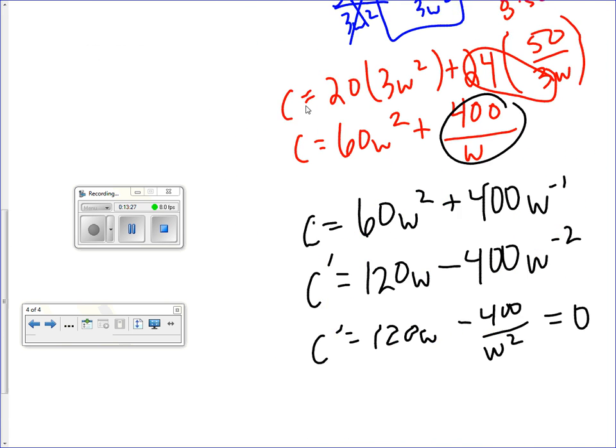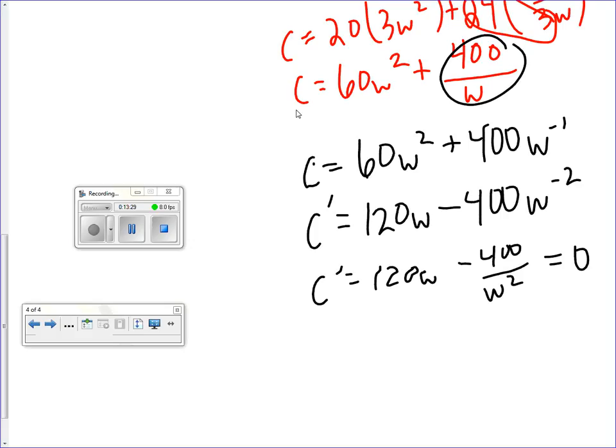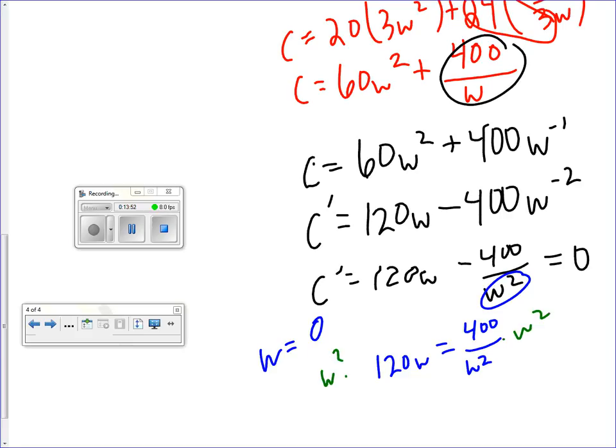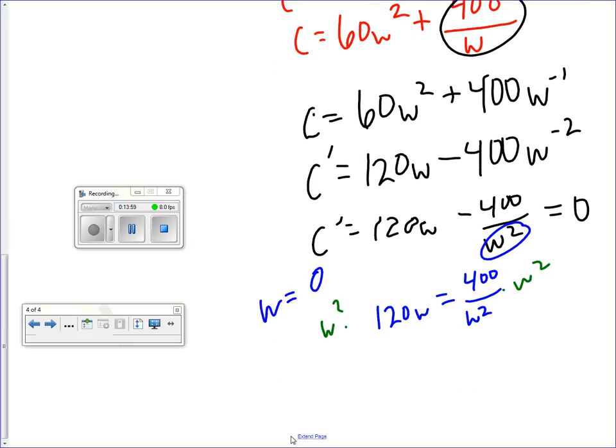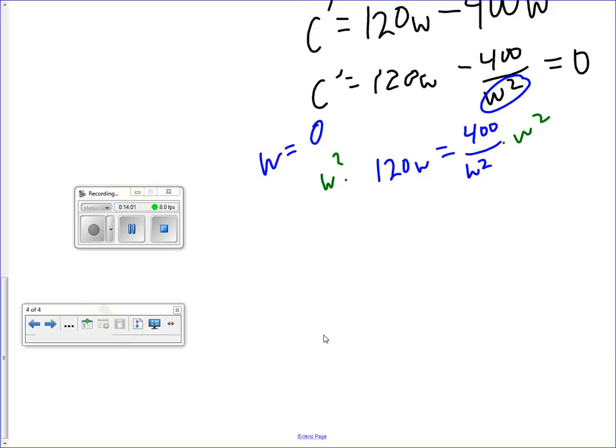All right, so I want to minimize the cost. So I have that derivative. I want to find that critical point by setting it equal to 0, or where it does not exist. And I can see right away it would not exist if W is 0, because then I'd have division by 0. But does this thing ever equal 0? I'm going to add 400 over W squared to both sides. And then I'm going to multiply both sides by W squared. So I now have 120 W cubed equals 400.